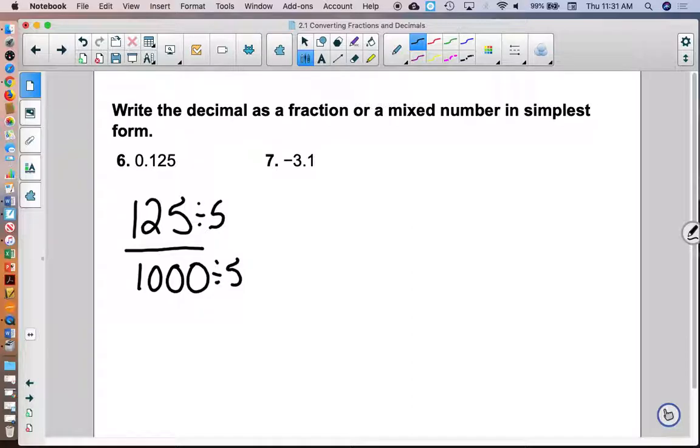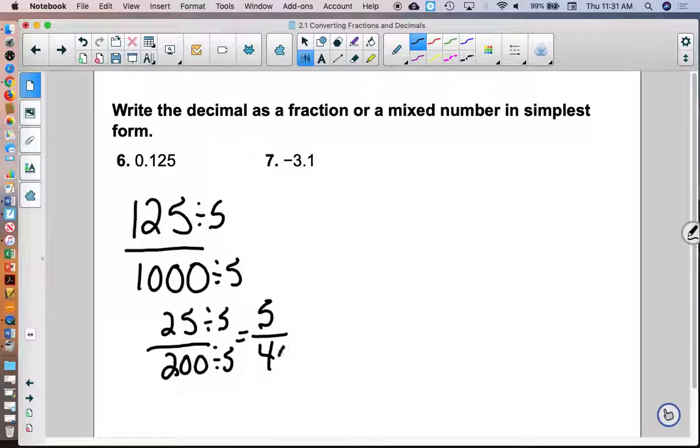25, 200. Pardon? 25 over 200? Is that where we're at? Can I simplify that further? Yes. So 5 wasn't enough, I'm gonna go farther. When I divide both of those by 5, I end up with 5 40ths. Have I simplified as far as I can go? No. Divide by 5 again? And what do you end up with? 1/8.